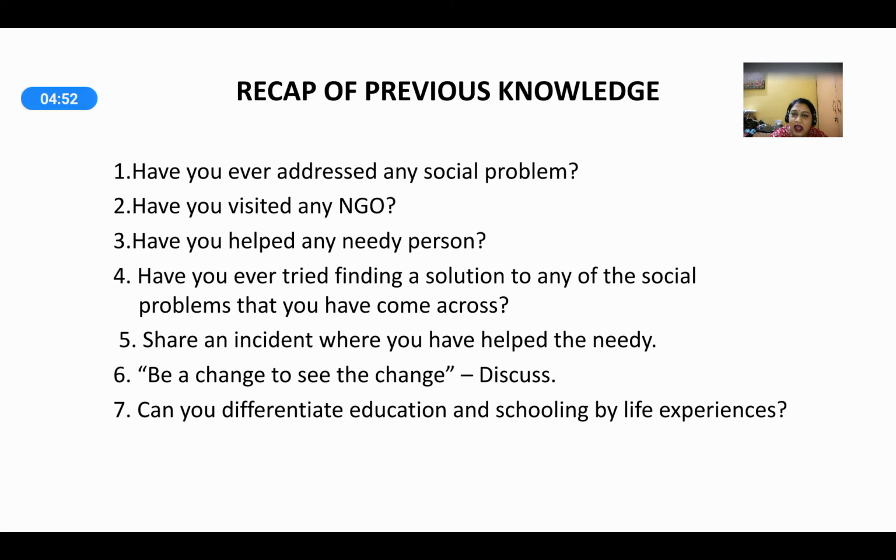Next question. Have you ever tried finding a solution to any of the social problems that you have come across? Well, yes, at times there are certain situations where we try to find a solution, but whether it is implemented or not, that again is another scenario. Yes, there are situations where social problems are prevalent, and I have tried to find a solution, and once or twice I have been successful, but not always.